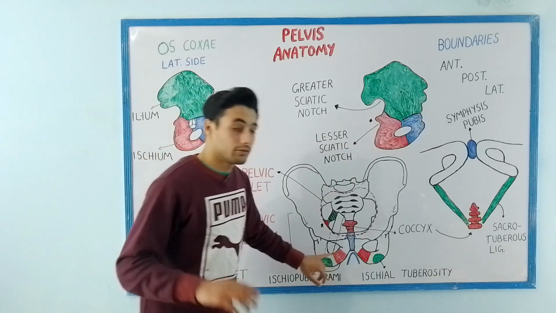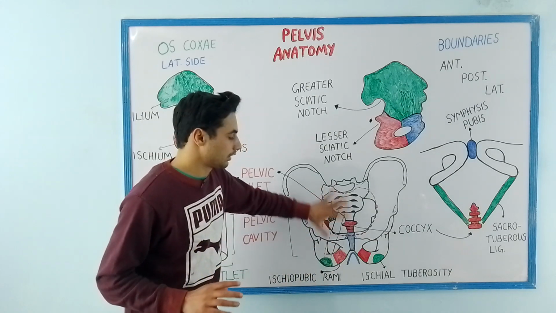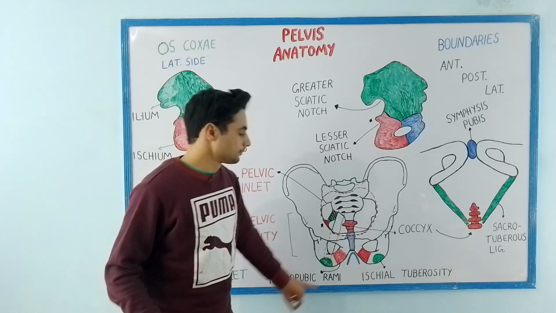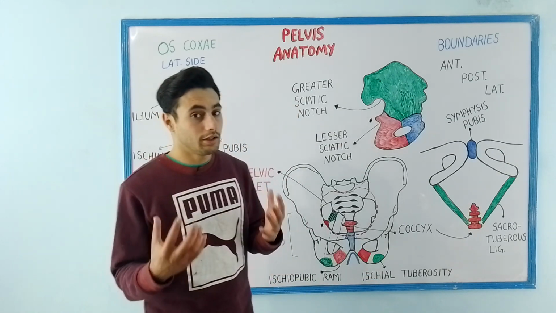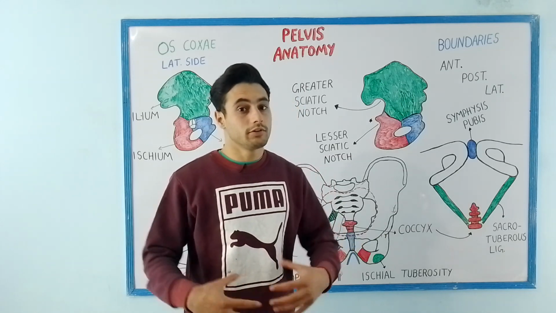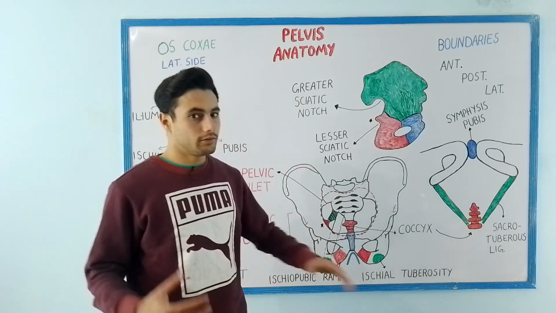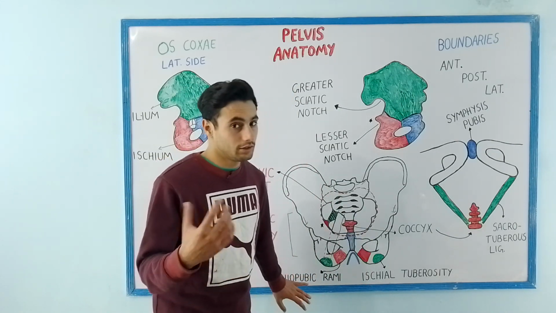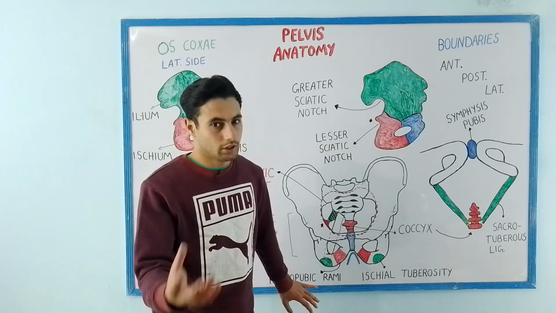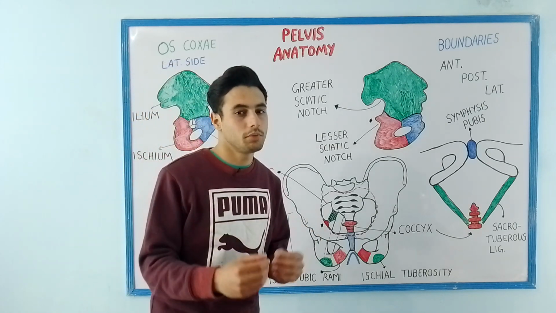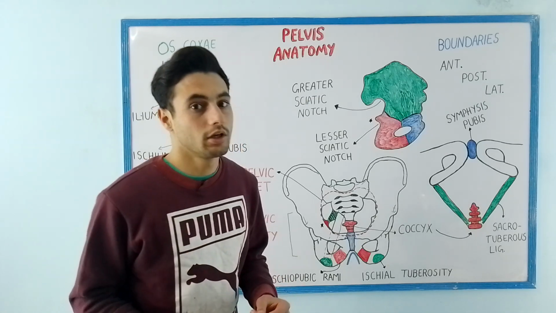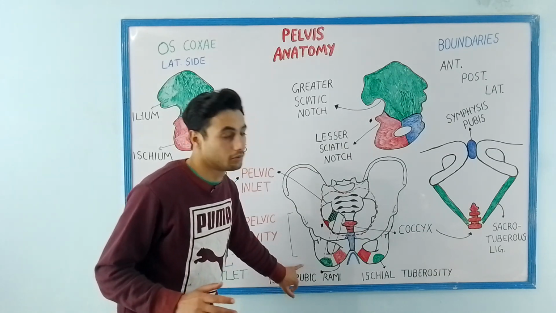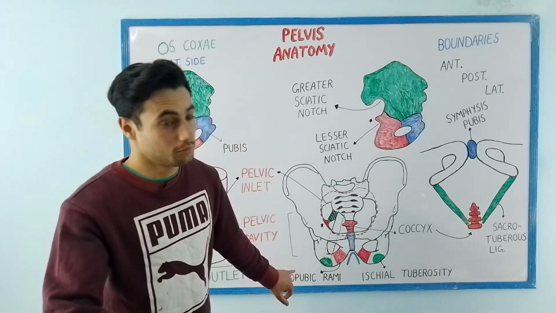Some of the other important bony features of the pelvis are the ischial tuberosity and the ischiopubic rami. The ischial tuberosity is the origin site of the hamstring muscles. It is the part of the pelvic bone where you sit on. The ischiopubic rami, as the name suggests, rami is a plural. It means two ramus combine with each other to form the rami. So the ischial ramus plus the pubic ramus will form the ischiopubic rami.